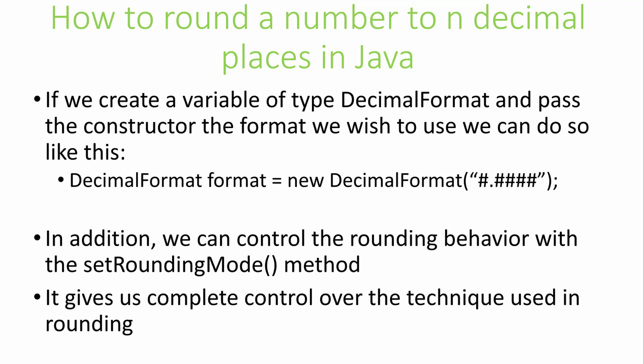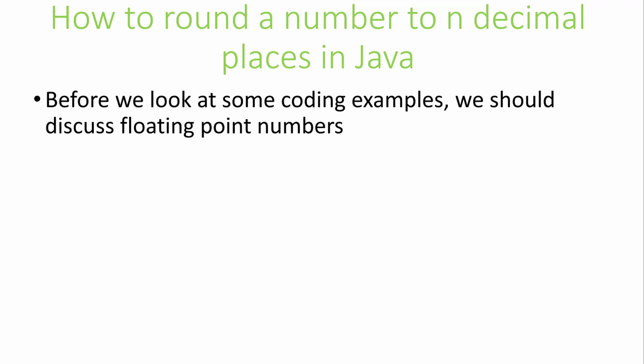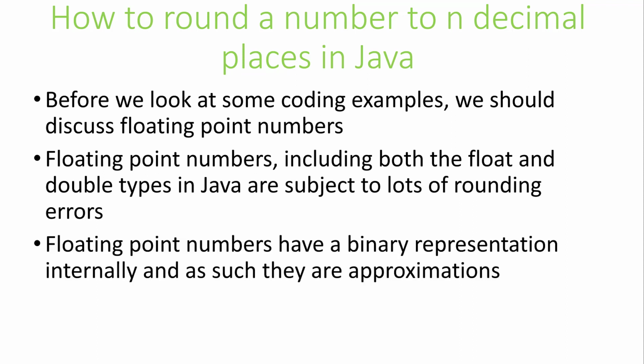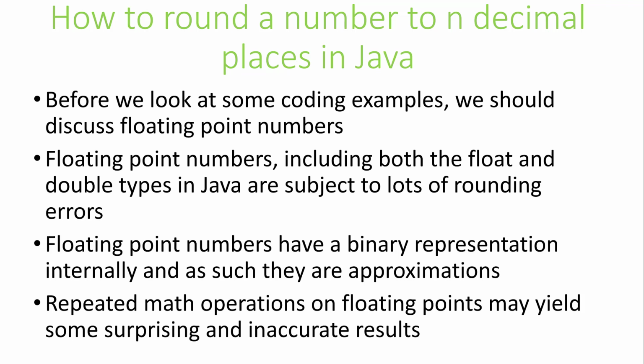Pretty simple stuff. But before we look at the coding example, let's talk for a moment about floating point numbers in Java. Floating points in Java, which include the primitive types float and double, are fine for many operations, but just be aware they introduce rounding errors into numerical calculations. Floating point numbers are binary representations of decimal numbers and thus are simply approximations of the numbers they're attempting to represent. Repeated mathematical operations using decimal numbers can result in some surprisingly inaccurate results. We will illustrate this in the coding section with some eye-opening examples.